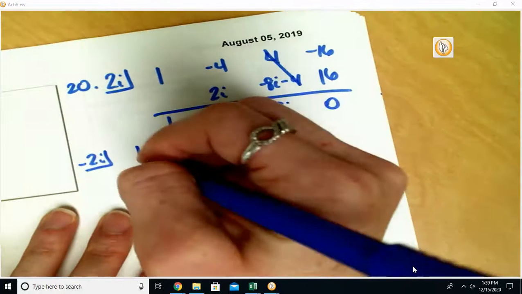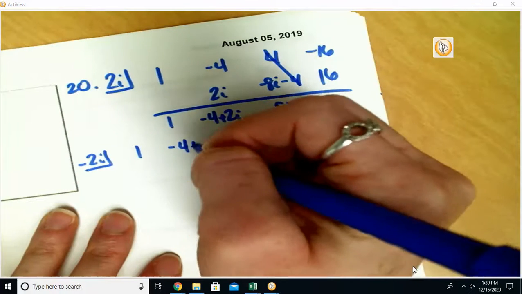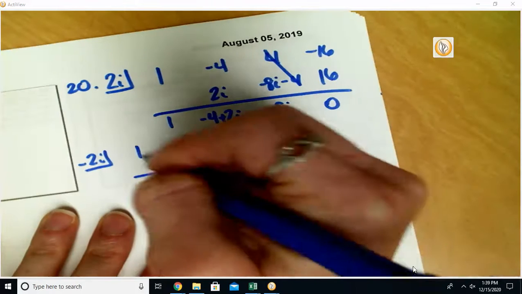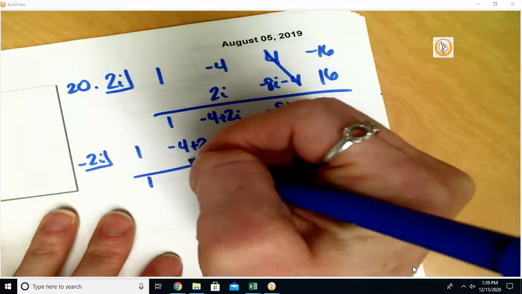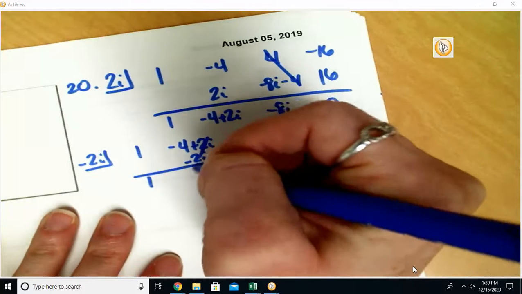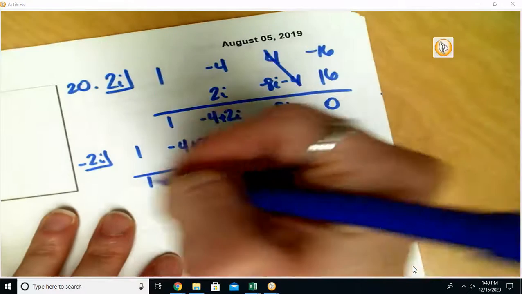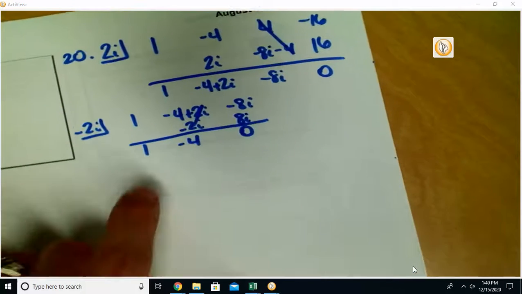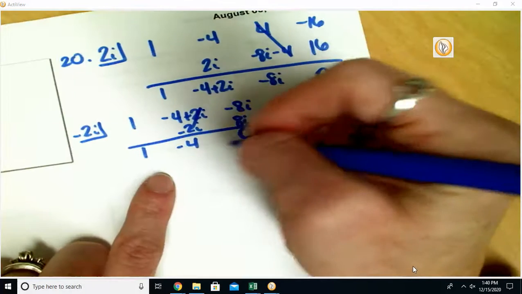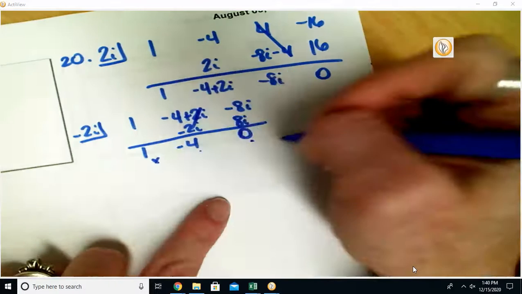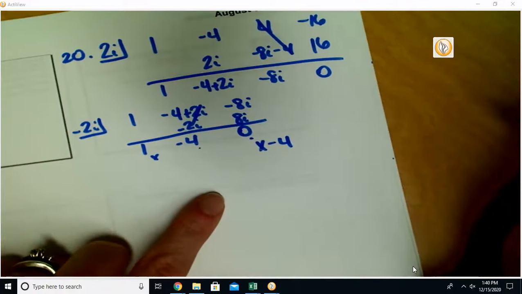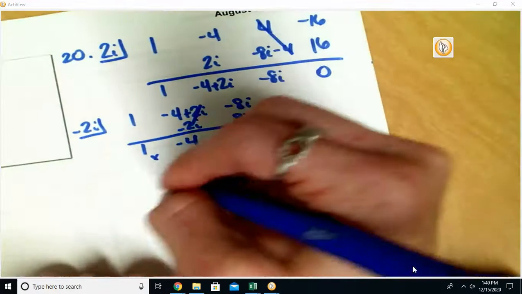So we're going to do synthetic again with -2i and the answer we just got. So 1 times -2i is -2i. Add and we get -4. Multiply, that gives us an 8i. Add and we get 0. So this is our remainder, our constant, and x, so we're left with x minus 4 there. So our directions were just to find the remaining zeros.